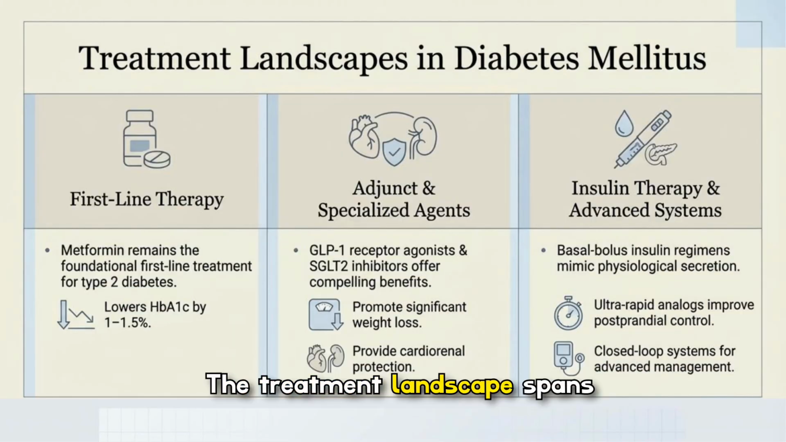The treatment landscape spans foundational metformin therapy, adjunctive agents, and insulin systems. Metformin remains first line for type 2, lowering HbA1c by 1 to 1.5%, while GLP-1 receptor agonists and SGLT2 inhibitors offer weight loss and cardiorenal benefits. For insulin-requiring patients, basal bolus regimens and advanced closed-loop systems aim to mimic physiological secretion and improve postprandial control.